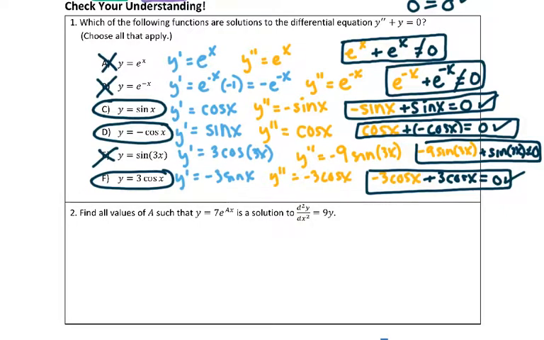Okay, so the other way you might get a question having to do with solutions of differential equations is one that is a little bit more vague. So what they've done here is given you a function y equals 7e to the ax, and they tell you it's a solution to this second order differential equation. So basically, if we take the second derivative of this, it should somehow be equivalent to 9y. So let's go ahead and start that process.